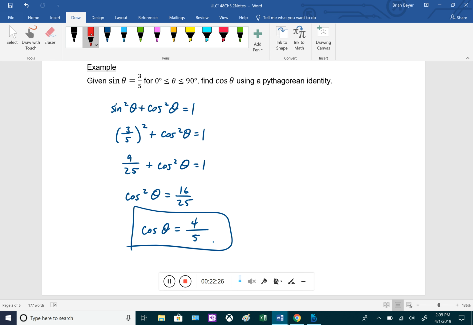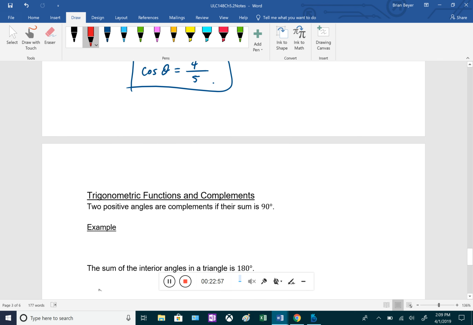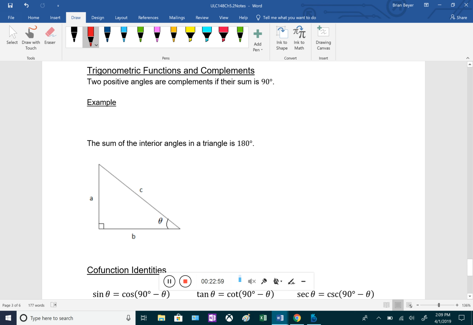So drawing a triangle here, we can also see why this is the case. Let's say that this is theta. Sine theta is opposite over hypotenuse, so 3 over 5. We could do the Pythagorean theorem to find that missing side, and that would give us 4. So now we can see that cosine of theta is adjacent over hypotenuse, so 4 over 5. So when in doubt, try to draw a triangle. It won't always be that easy though.